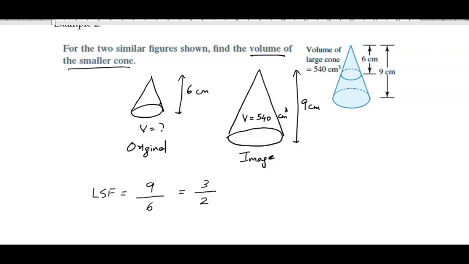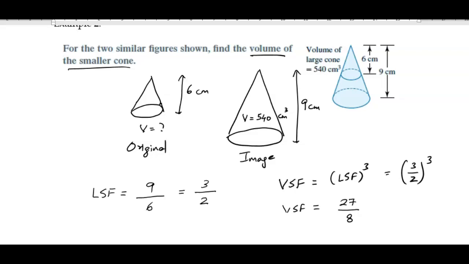Now given the fact we have to find the unknown volume, I need to convert my length scale factor into a volume scale factor. Going back to the chart, how do I do that? All I have to do is cube the length scale factor. So the volume scale factor equals the length scale factor to the power of 3, which in this case is 3 over 2 to the power of 3. If you put that in your calculator, that gives us the volume scale factor equal to 27 over 8.